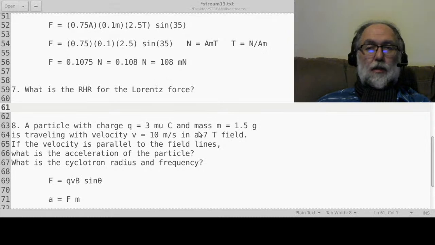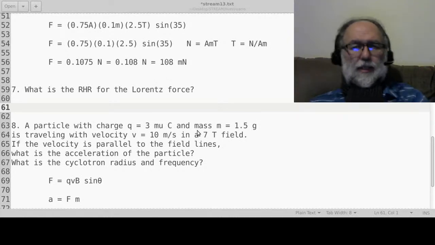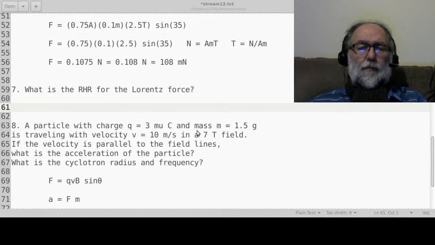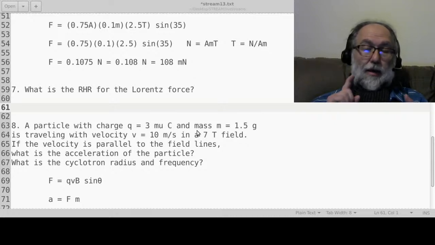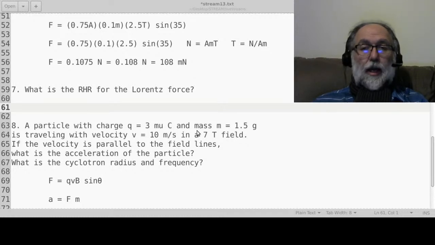So the Lorentz force also has a right-hand rule, but it's different than the other ones. Basically, what you have to do is realize that the force is always going to be perpendicular to both the B field and the velocity. Two vectors which are not parallel, but at some angle to one another, always form a plane. The force is always perpendicular to that.